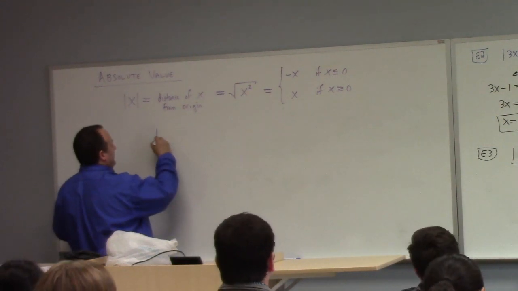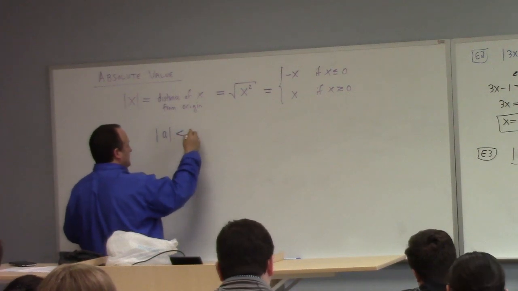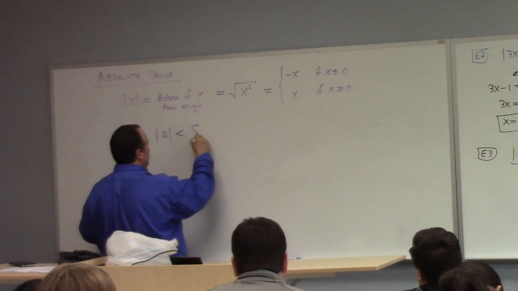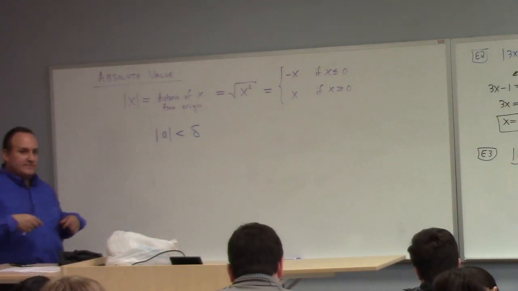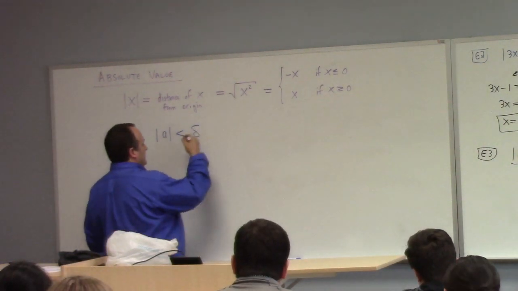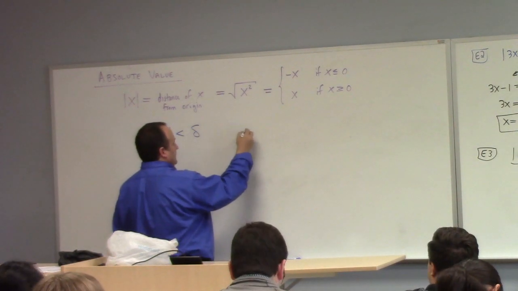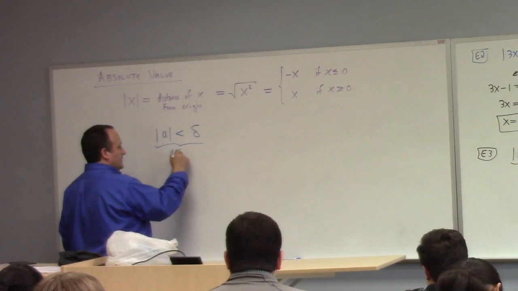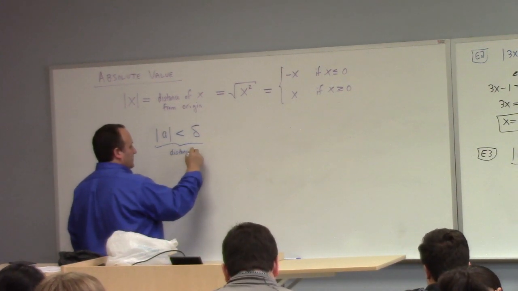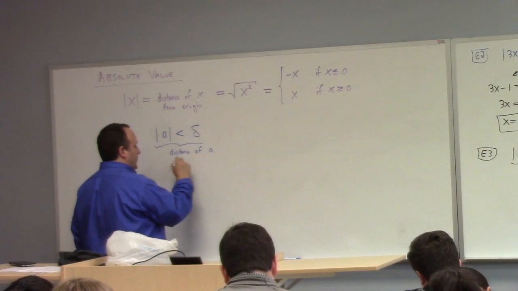If we had that the absolute value of A is less than some number, let's call it delta. Now delta is just a Greek letter, right? So some positive delta. What does this mean? This means that if we draw a picture, this says what? Distance of A from origin is what?